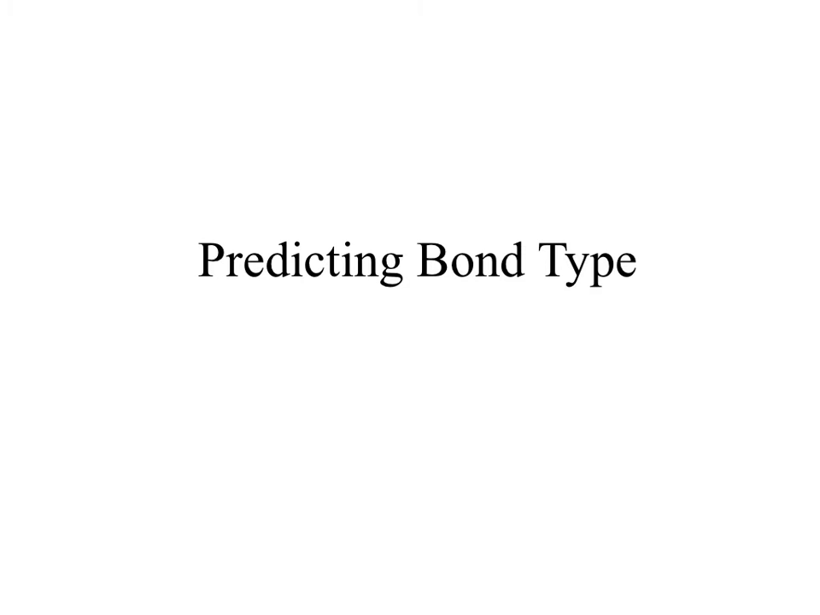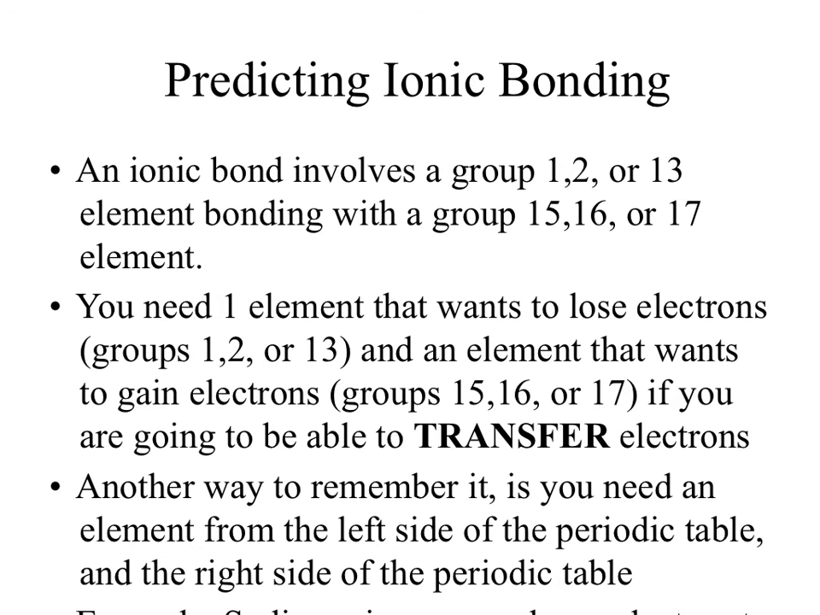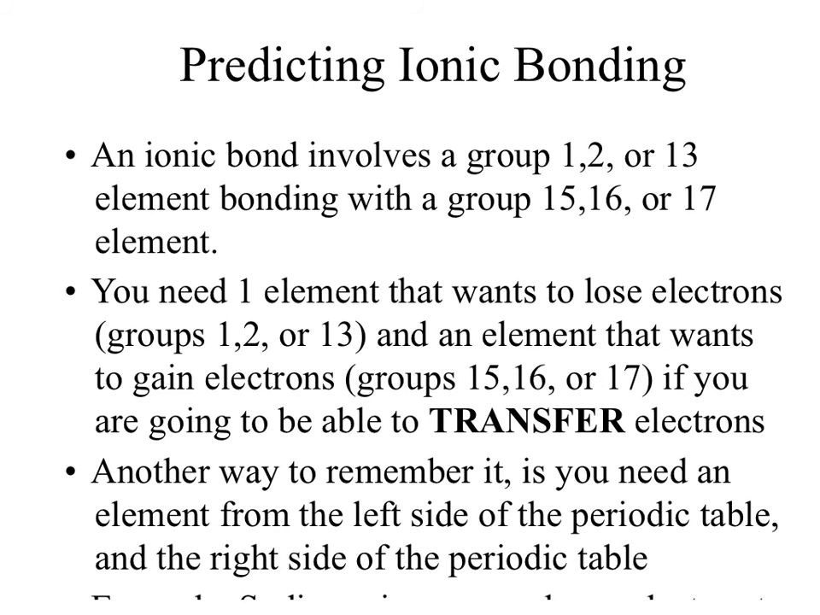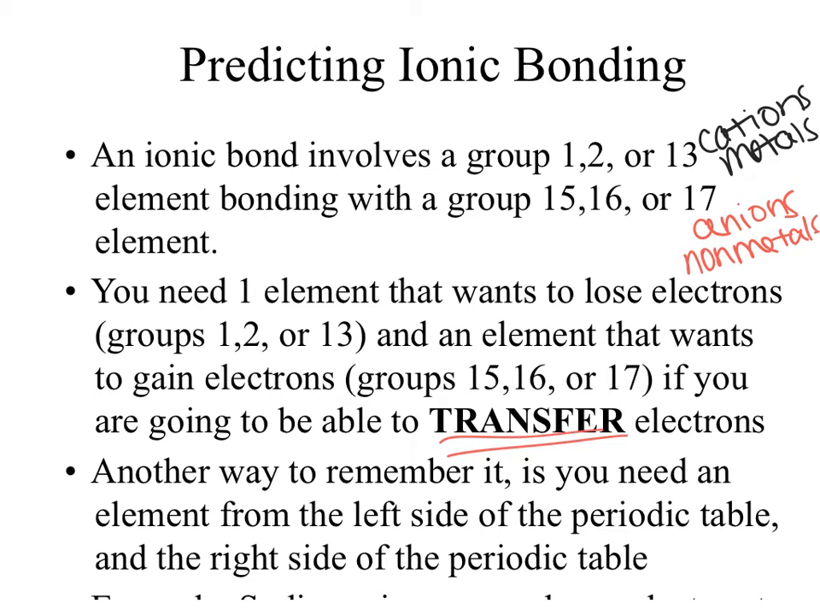So we can begin predicting our bond type specifically by what elements are involved in our compound. So if we see a compound that includes a group 1, 2, or 13 element, those would be our cations, and those also are called metals. Remember, our metals are to the left. If they end up bonding with somebody in group 15, 16, or 17, those are our anions, which make up our nonmetals. We know that bond's going to form because there's going to be that transferring of electrons.